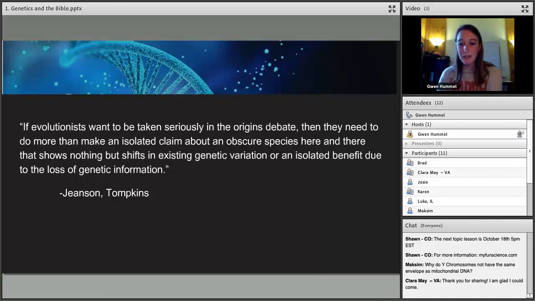Maxim says, why do Y chromosomes not have the same envelope? So remember, these are in a nuclear envelope. When we're looking at all of our DNA, it's within the nucleus of all of our cells, and our mitochondria is over here in a different envelope. So the rest of our DNA, including our Y chromosome, is all in that nuclear envelope, and that's 23 whole chromosomes. So it's touching each other, recombining, doing everything it needs to do to keep us diverse and healthy, whereas our mitochondria stays over here and never touches it.